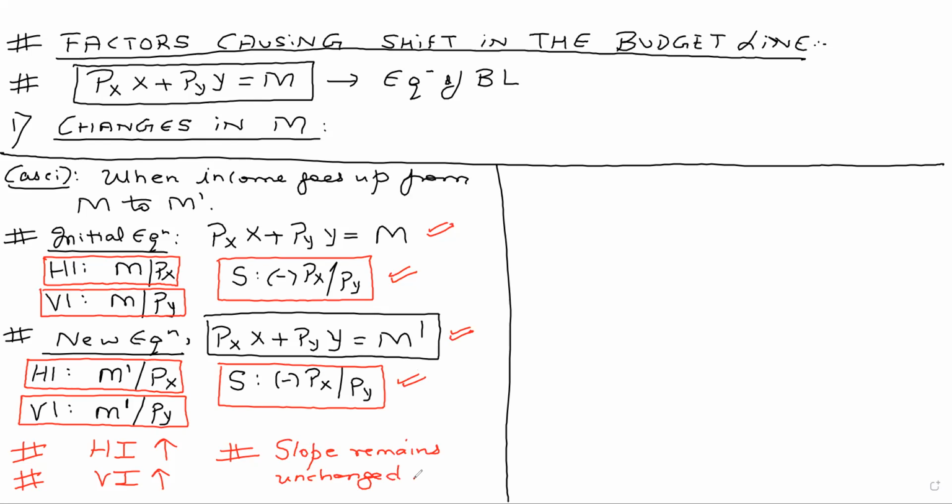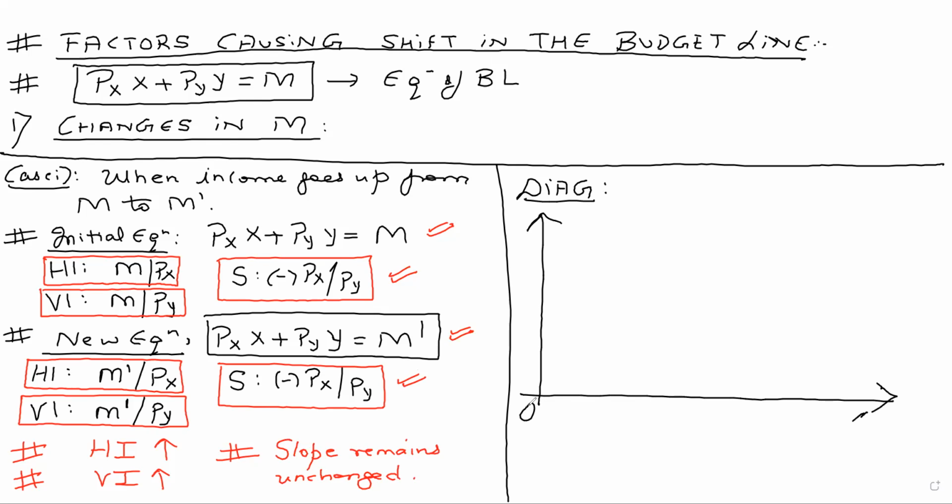So guys, if we draw the corresponding diagram on the right hand side, what do we learn? So this is good x on the horizontal axis, good y on the vertical axis. This is our initial budget line. Okay. This is m by px. This is m by py, the vertical intercept. Okay, and the slope of the budget line is minus px by py.